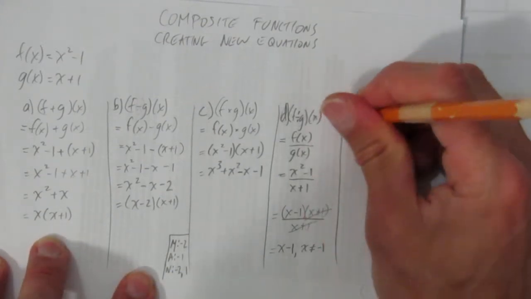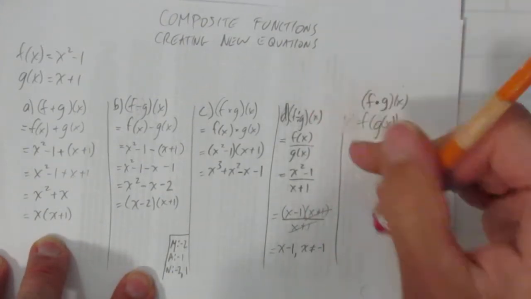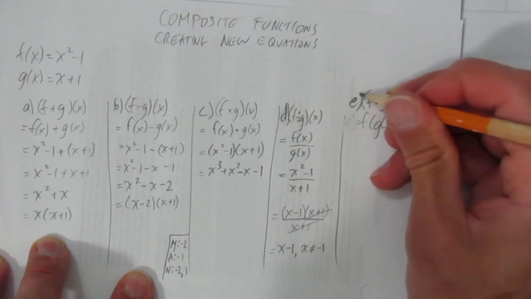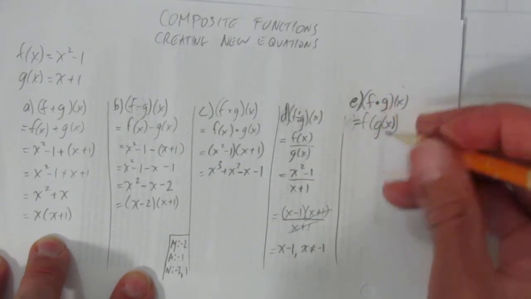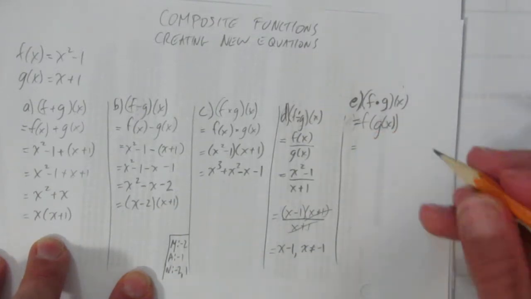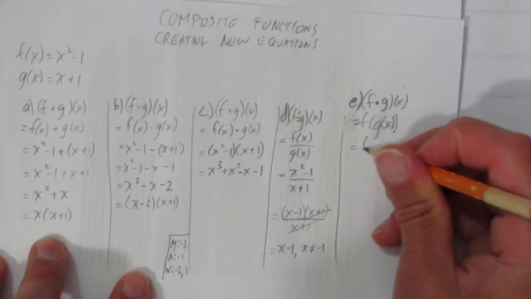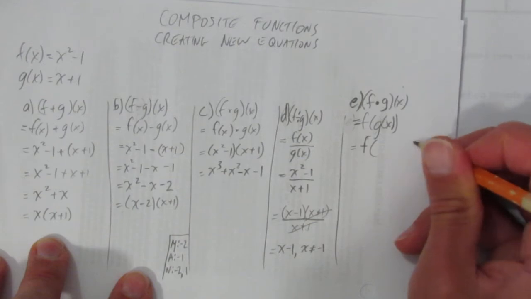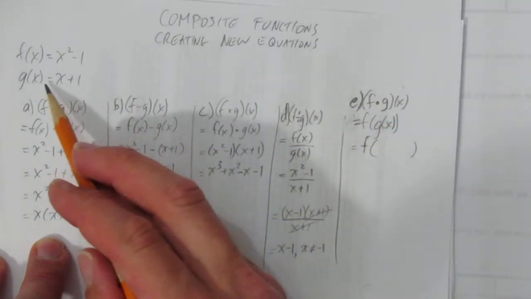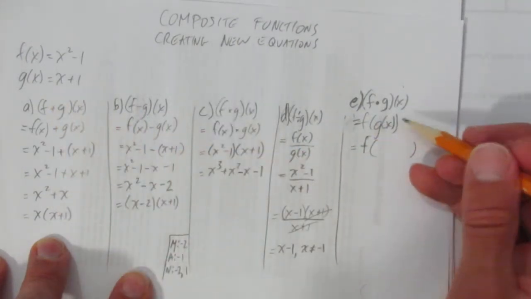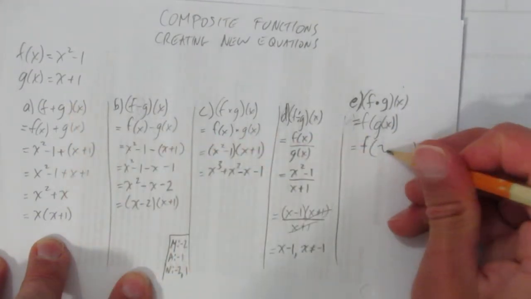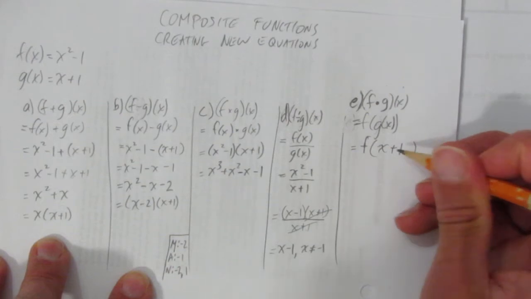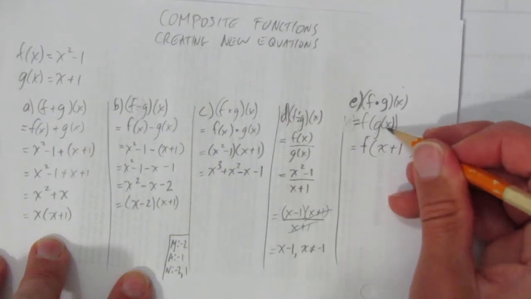I'm going to move this e up here so that it doesn't look confusing. So this is sometimes how the question is given, part e, which is the same as sub g at x into f at x. So here's what I'm going to do. I'm going to leave the f alone, f at, and I'm going to sub in g of x. That is, I'm going to replace the inside first. Your order of operations, do what's in the brackets first. What's g at x? x plus 1. I'm going to sub x plus 1 in for g at x.